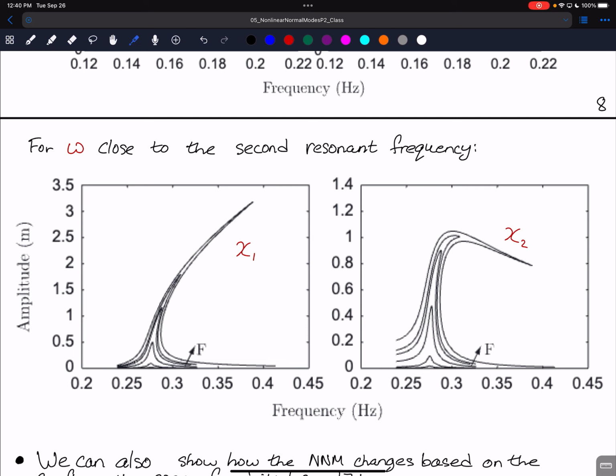So the higher you force the system, the FRF is going to change as you increase that forcing, which then illustrates the energy dependence. If you increase the force, you're increasing the amount of energy that you input into the system, and therefore changing how it responds.